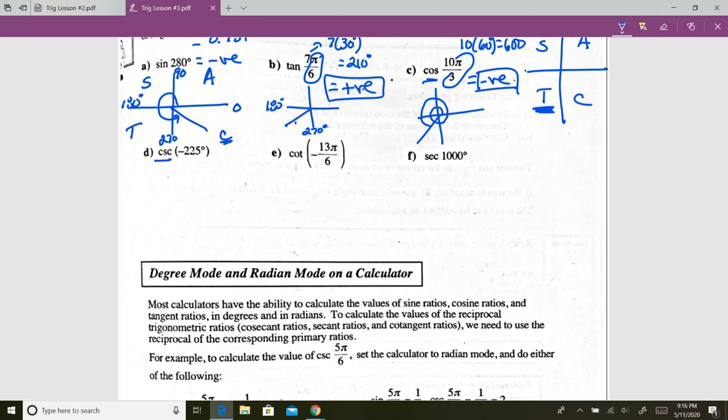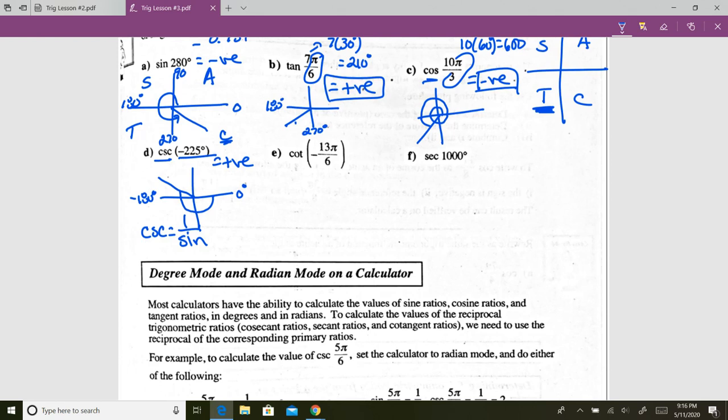Secant of negative 225. Alright, forget about secant for now. Just figure out what quadrant. Negative 225, so that means we're going this way. You're going to end up in the 2nd quadrant, because that would be negative 180, and that's 0. Secant is 1 over sine. If you do the reciprocal of something, it does not change its positive or negativeness, whether it's positive or negative. Okay, so what is sine in the second quadrant? It's positive. Therefore, it is positive.